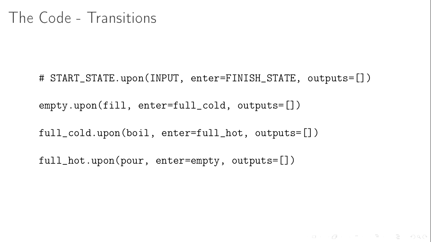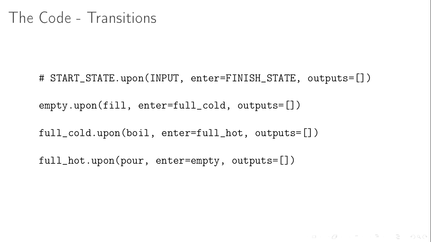This is where things start getting interesting, where we're doing the transitions. This is where we wire up the states we've created with our inputs. The comment at the top is the template we're following here: from a start state, we take an input and we end in a finishing state. So from the empty state, we take a fill input and we enter the full cold state. From the full cold state, we take a boil input and we enter full hot. And from full hot, we take a pour input and we go back to empty.